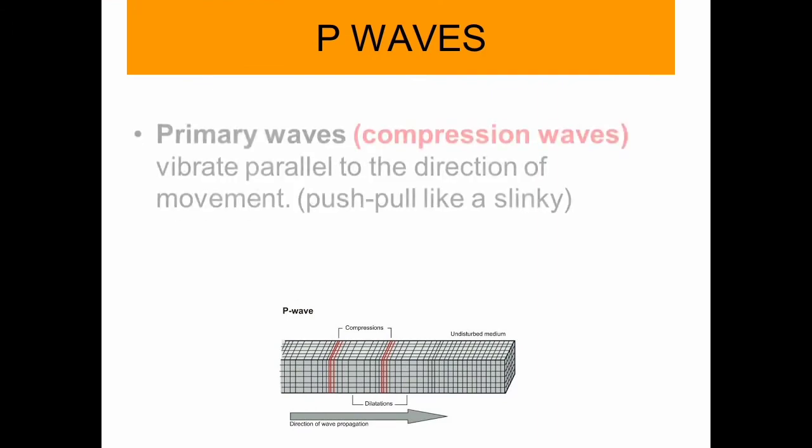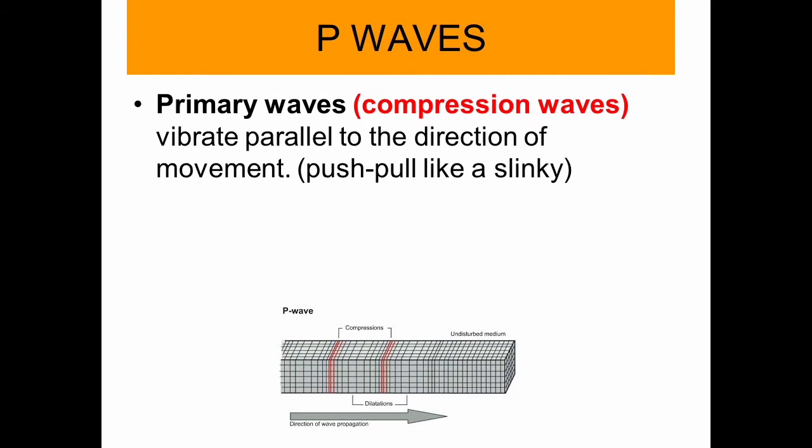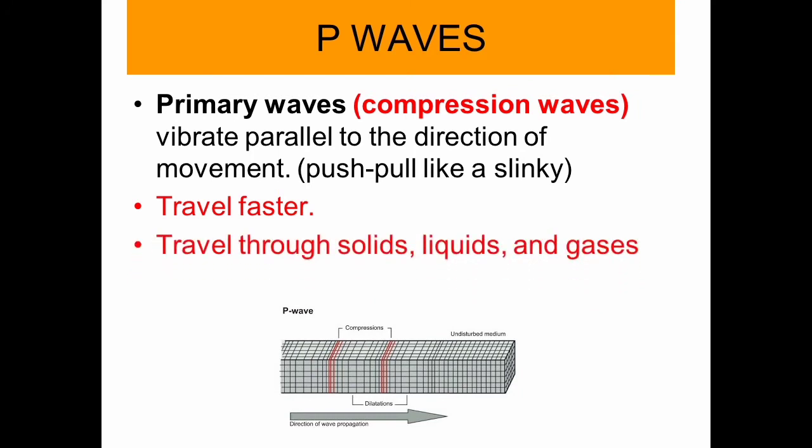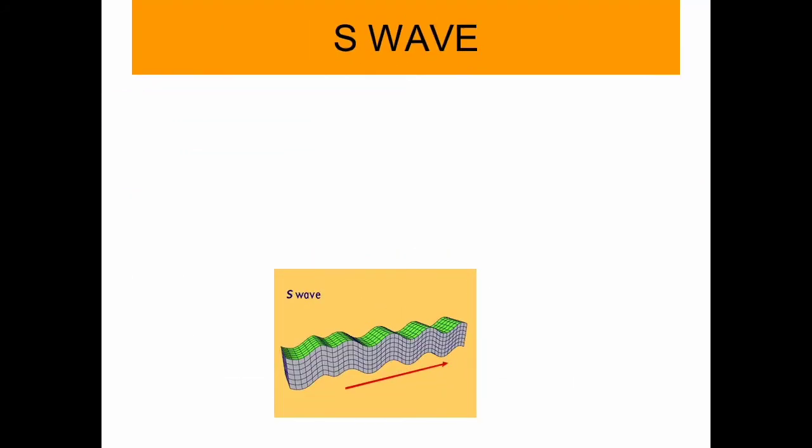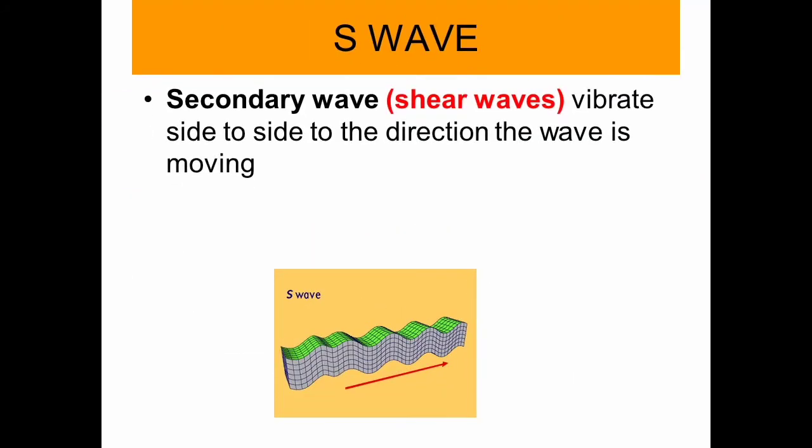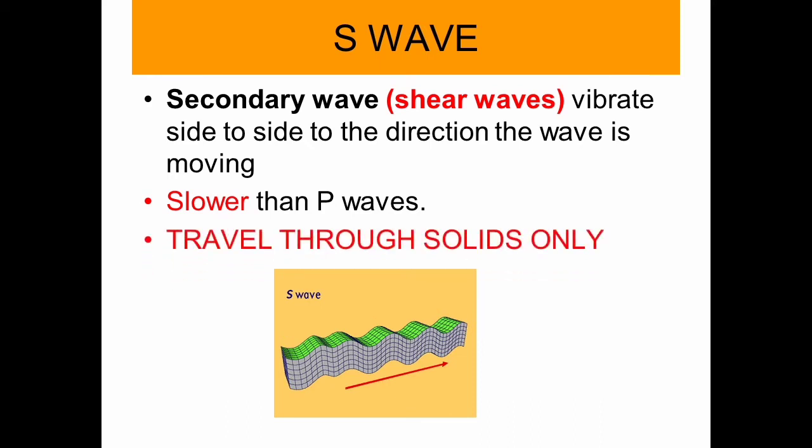P waves, or primary waves, also known as compression waves, vibrate parallel to the direction of movement. Try to imagine the movement of a toy spring or slinky. They travel faster compared to the S waves, and they can travel through solids, liquids, and gases. Meanwhile, S waves, known as secondary waves or shear waves, vibrate side to side to the direction of the wave where they move. They are slower than P waves. And aside from that, they travel through solids only.